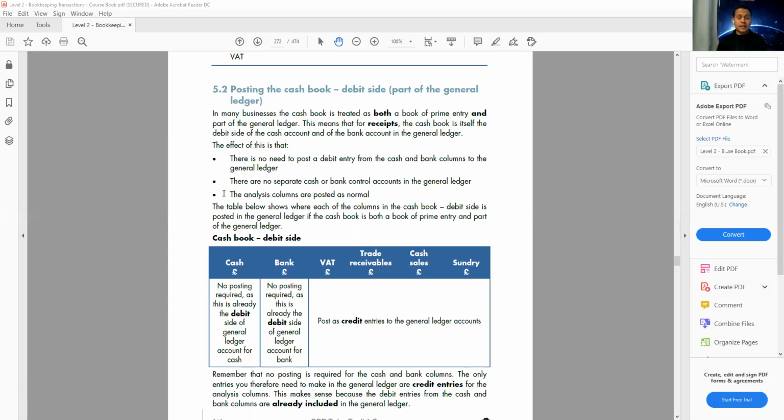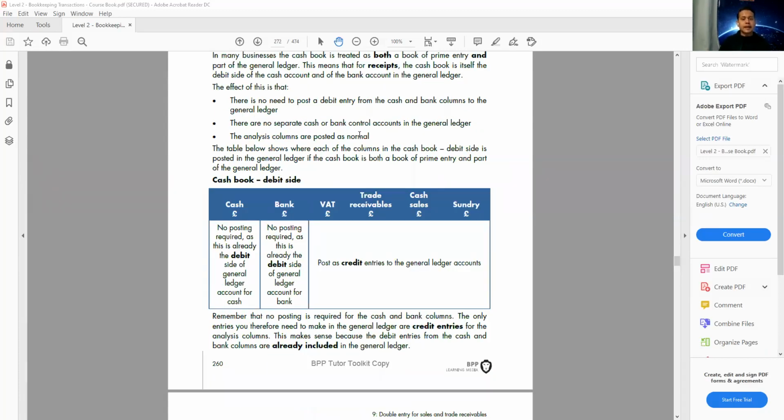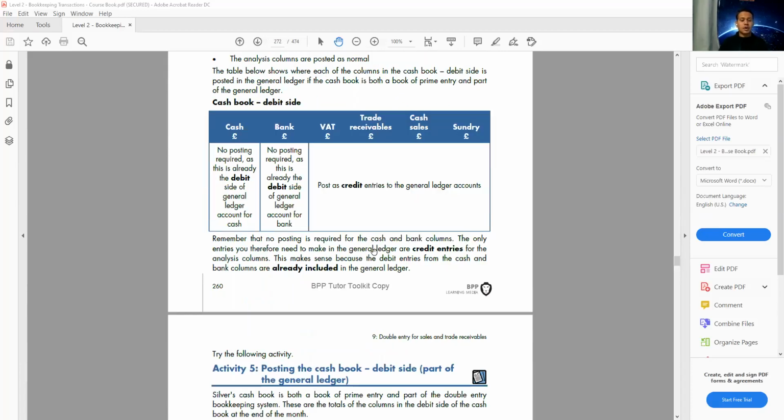Some businesses don't have separate books. They keep the same book as part of the general ledger and part of the books of prime entry. So obviously you don't have to do it separately. If you post one, that will be fine. So there are no separate cash and bank control accounts in the general ledger. The analysis columns are posted as normal.